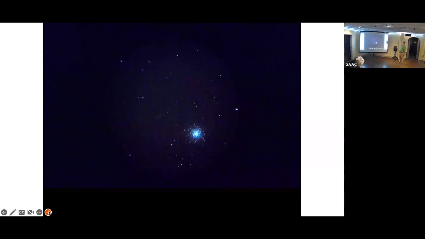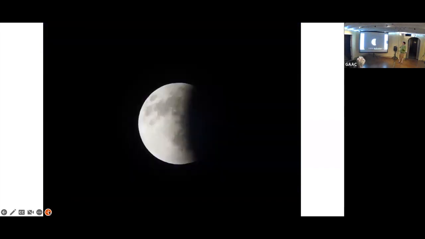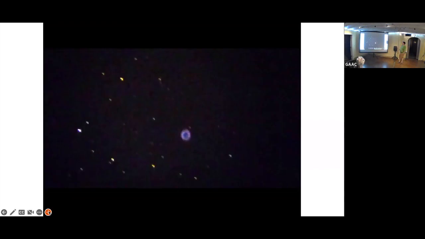All the background pictures in the slides were pictures that I took using my digital camera attached to my 3.5-inch Maksutov-Cassegrain catadioptric telescope. So there's M13, the moon again, the eclipse, the ring nebula, and Saturn. Okay, so you can do it, it works.